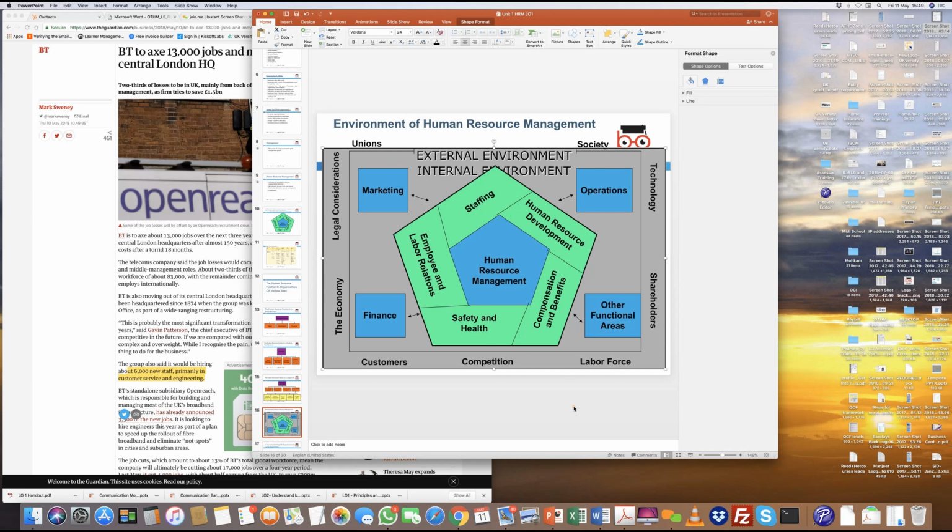So this slide shows the internal and external environment in which an HR manager needs to work. Internal is all the various departments. External is when you deal with customers, competition, unions, and labor legislation, which the countries introduce.